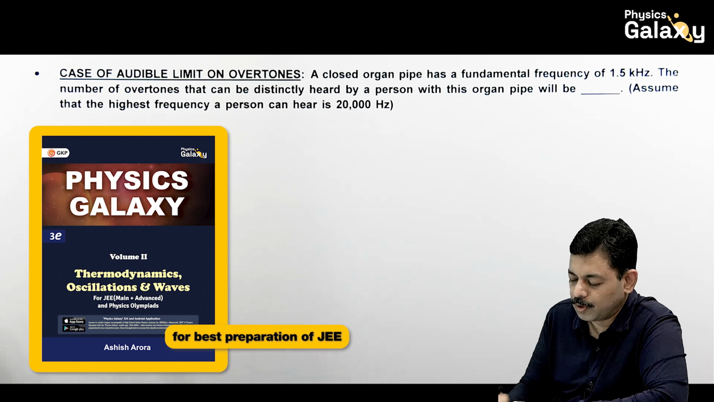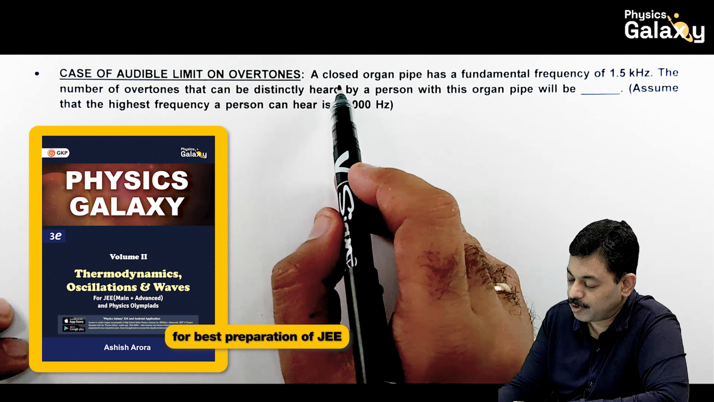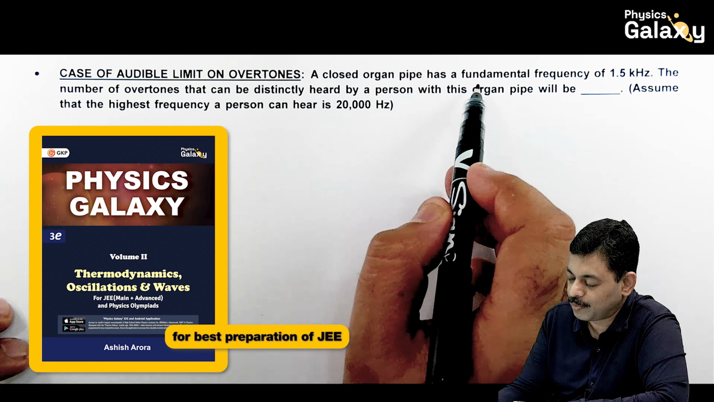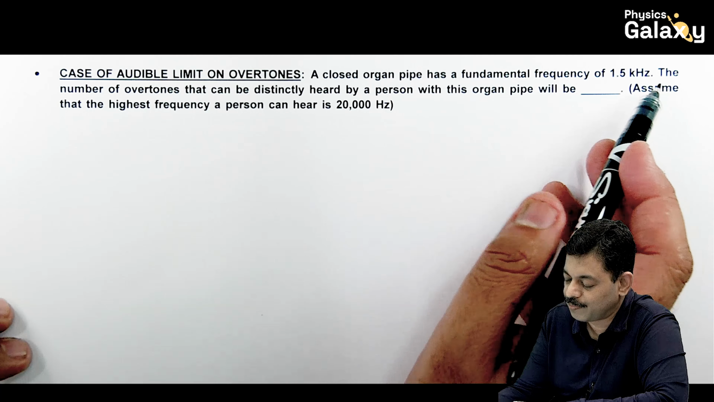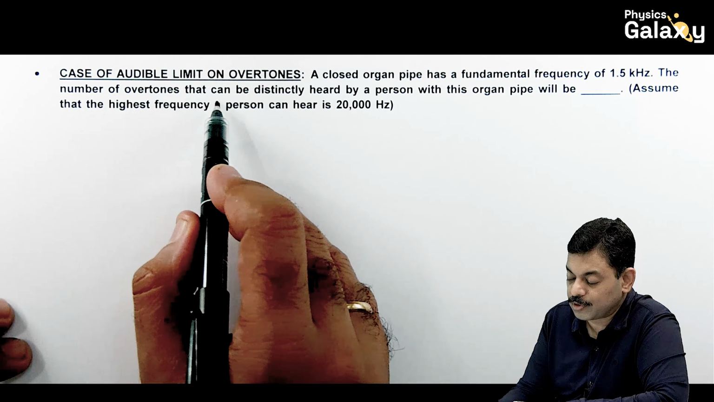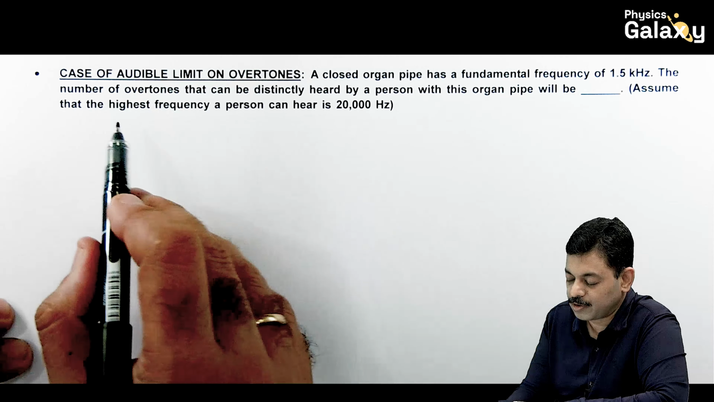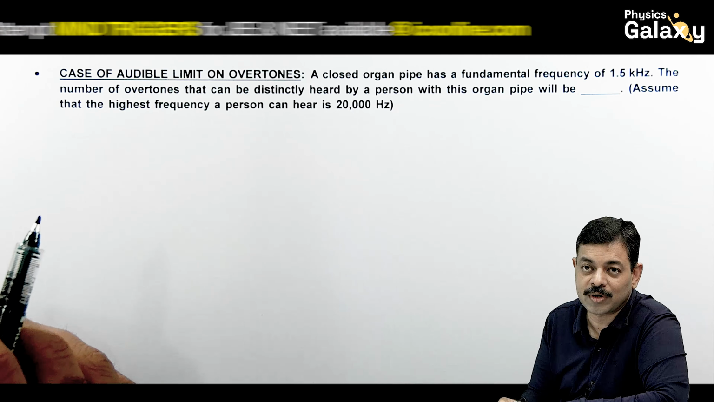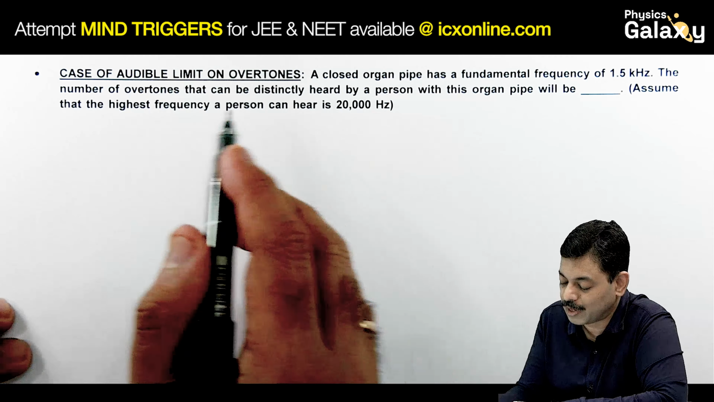Thank you, Poji. Here we'll talk about the case of the audible limit on overtones. The situation says a closed organ pipe has a fundamental frequency of 1.5 kilohertz, 1500 hertz is given. It is asking the number of overtones that can be distinctly heard by a person with this organ pipe, and assume the highest frequency a person can hear is 20,000. This means all overtones with frequency less than 20,000 will be heard.